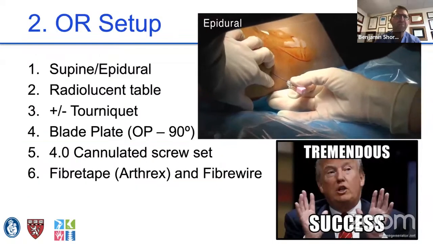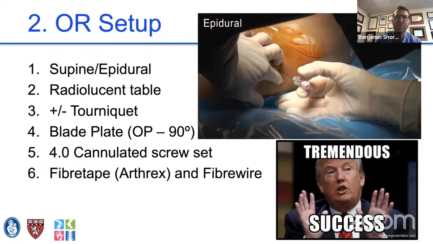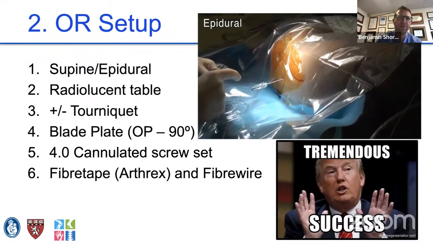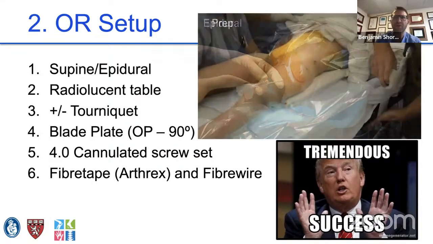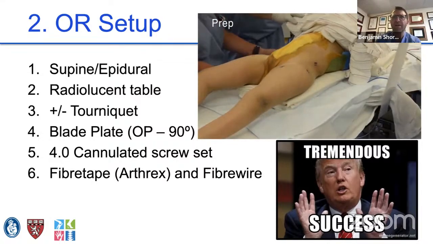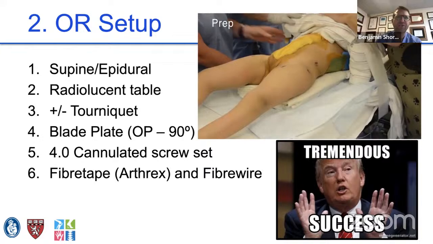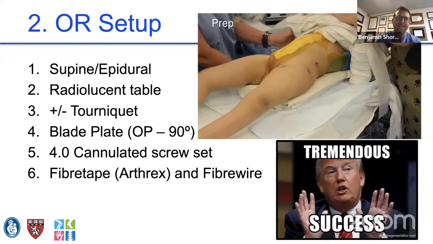So, the setup is pretty consistent. We'll use some sort of regional blockade, an epidural. I use a radiolucent table. I often don't use a tourniquet anymore. This is just showing how I would position the child so that you can access both legs at the same time.